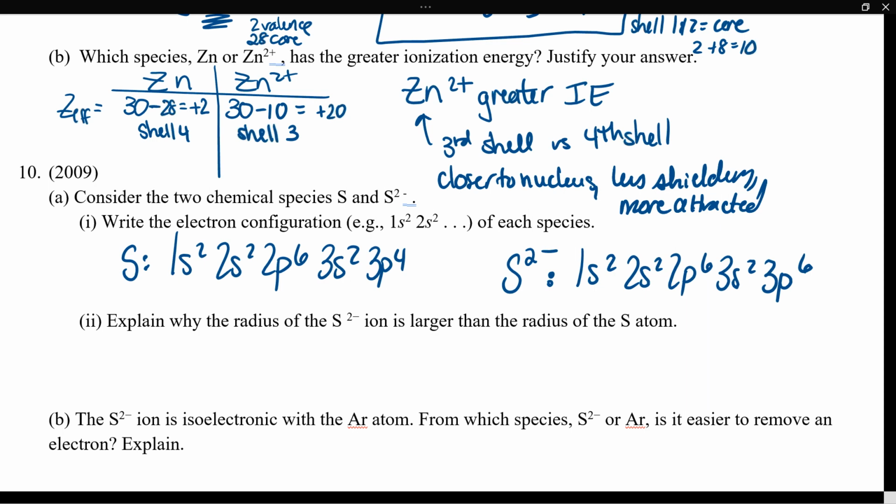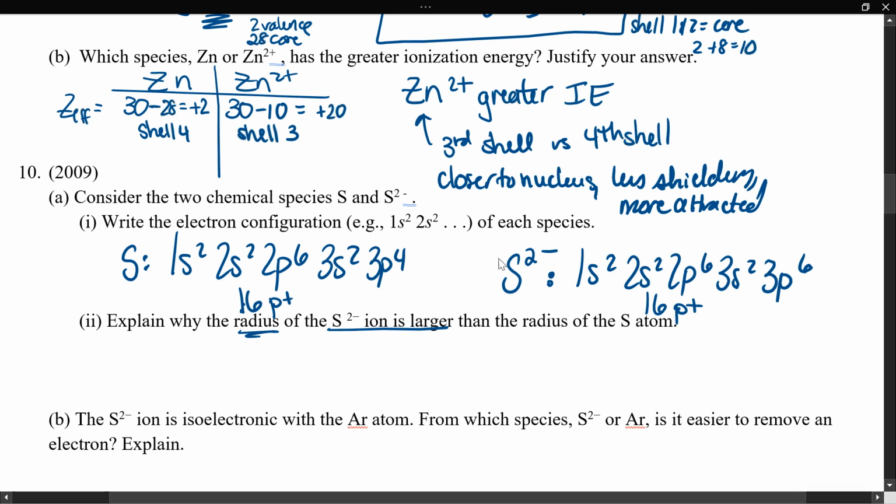And then it tells us that the S2 minus has a larger radius, and we want to explain why. Well, we could make a T-chart again. We've already got a comparison of their electron configurations. They're both sulfur, so they both have 16 protons. So the protons are the same, and they both have electrons in the 3rd shell, in the 3p. The only difference between these two is that the sulfur ion has more electrons in its 3p than the sulfur atom.